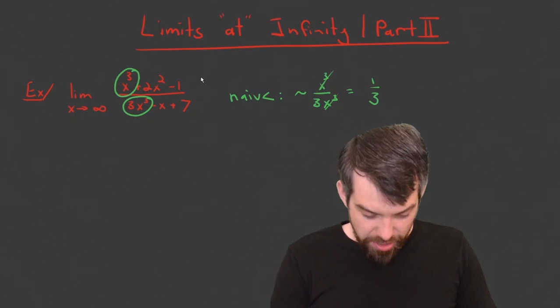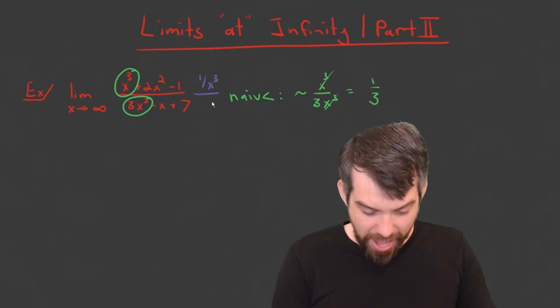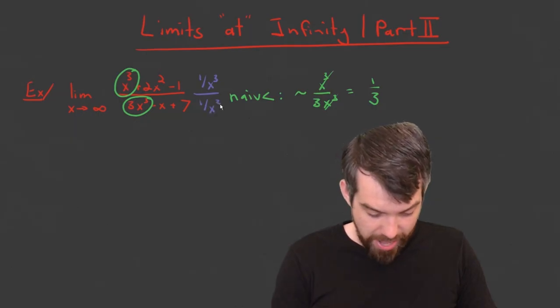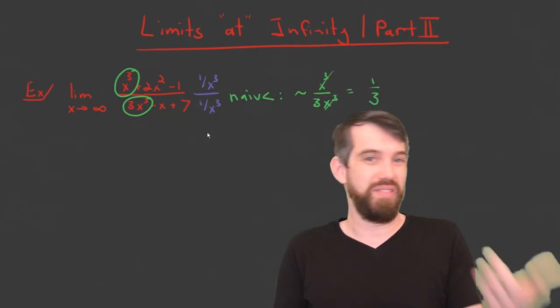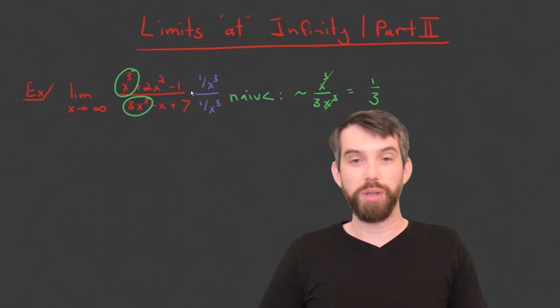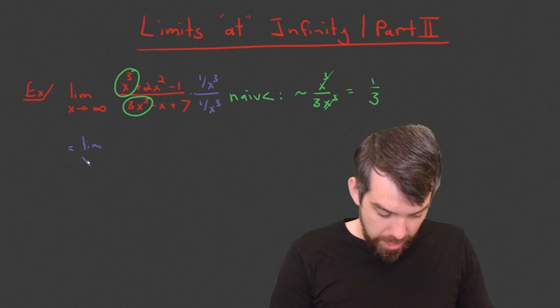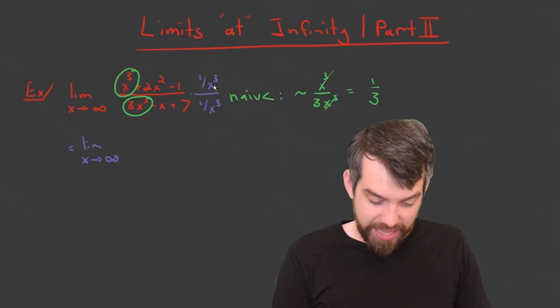I'm going to take the top and multiply it by 1 divided by x cubed, and take the bottom and multiply it by 1 divided by x cubed. I haven't done anything, right? The top and the bottom here are the same thing, so I don't make any change by multiplying this. All right, so in my limit, taking the limit as x goes to infinity, just copying and pasting that, I'm going to take this and factor this in.